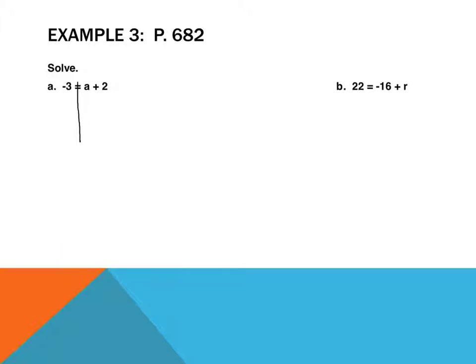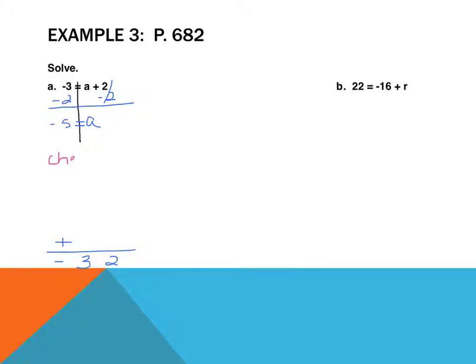So my goal is always to get the variable by itself. So in this case, I want to get A by itself. So if it's A plus 2, to cancel the plus 2, I will subtract 2 from both sides. So 2 minus 2 cancels and gives me 0. I can bring down my A. And now negative 3 minus 2, that's a negative 3. Minus 2 is a negative. So there's nothing to cancel out. They're both negatives, so that would be a negative 5.